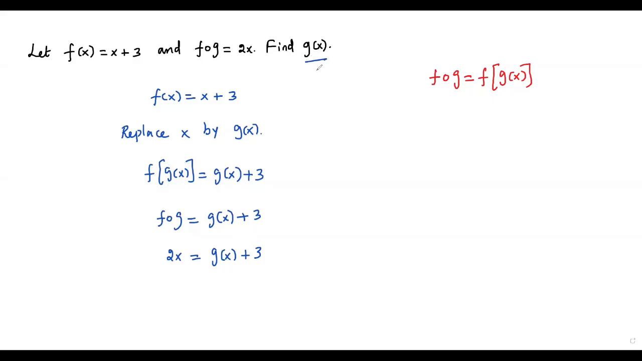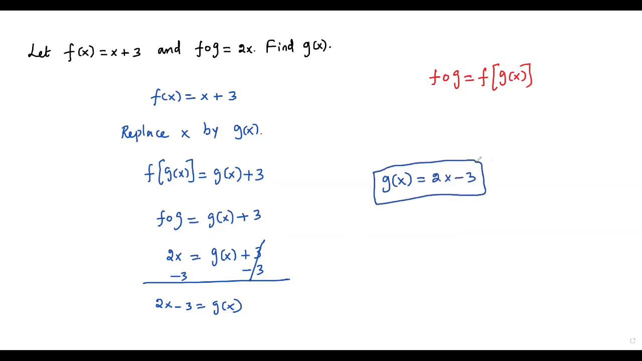To get g(x), I have to solve for g(x) in this equation. For that I have to get rid of this positive 3. So let me subtract 3 from both sides. When I do so, this positive 3 and negative 3 will cancel. I'm getting 2x - 3 equals g(x), or the same thing can be written as g(x) equals 2x - 3. So now I got the inside function g(x), that is equal to 2x - 3.